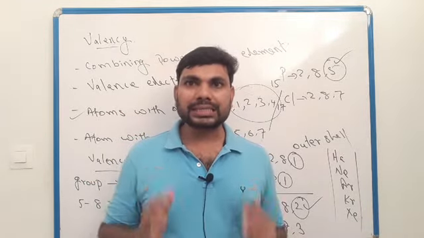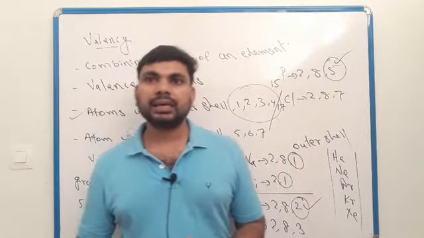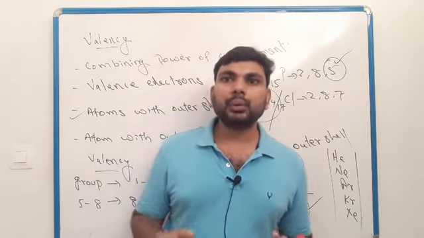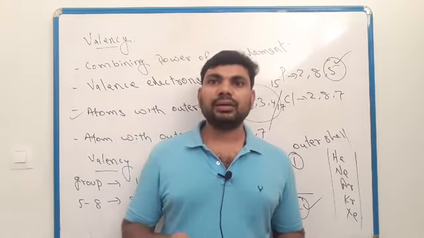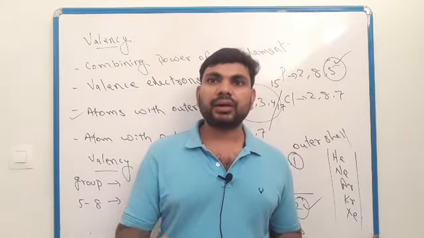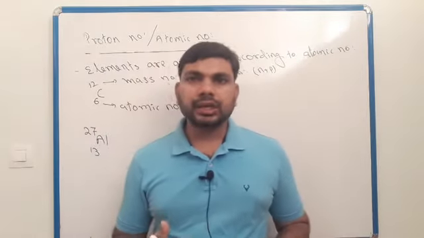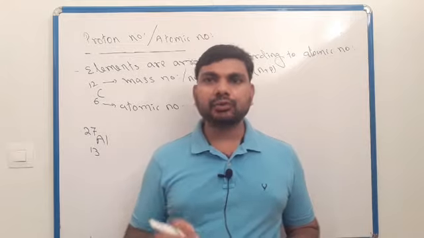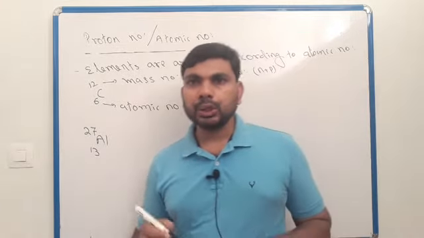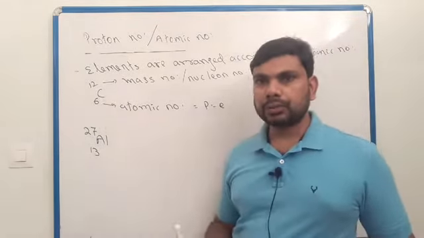Okay, I think you understand valency and how to find it. Clear? You can write the valency of sulfur in the comment box. Next, we have to discuss proton number, or we can say atomic number. You can see this type of number in the periodic table.